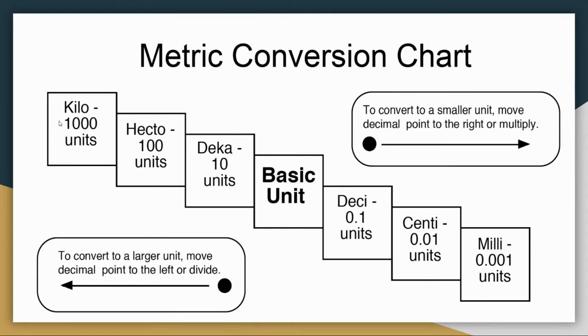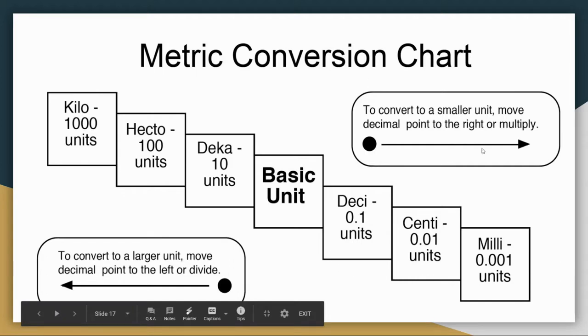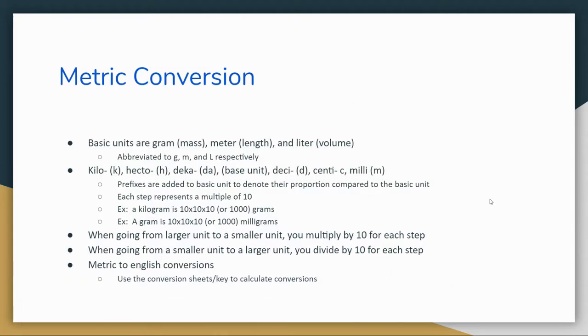Okay, so kilo, hecto, deca. Okay, deca is symbolized by DA. All right. Then you have base units, which is your meters, your grams, your liters. Then you have deci, centi, and milli. Okay.